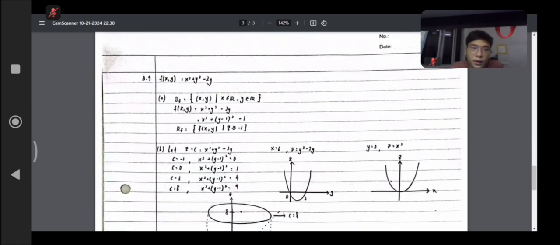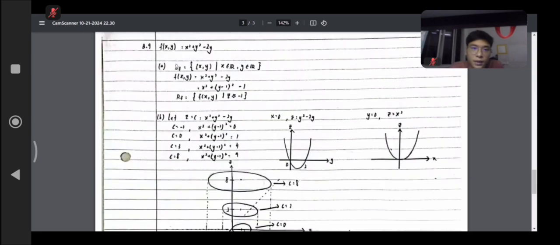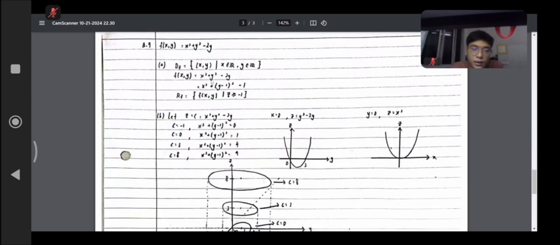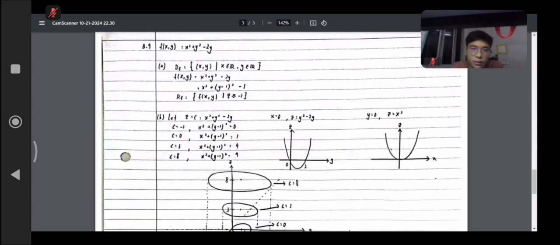We are also required to do question 9. Given f(x,y) equal to x squared plus y squared minus 2y. First we need to find the domain and range of f. For the domain, we know x and y are both real numbers. After that, we do the completing of the square for the equation. So it will become like this.